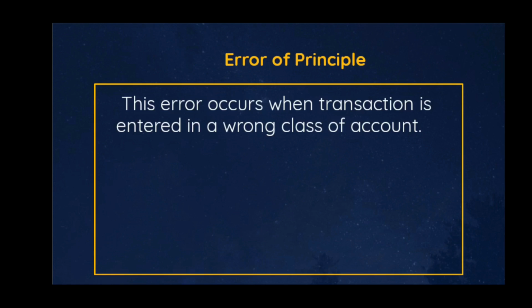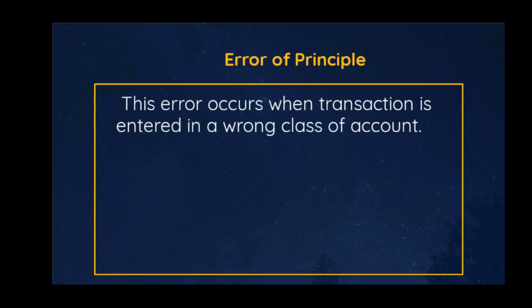Error of principle. This error occurs when entry is made in the wrong class of account. Just like I said, we have personal account and impersonal account. Under the impersonal account, we have real account. Real account is meant for assets. We have nominal account. Nominal account is meant for income and expenses. A situation whereby an entry that is supposed to be in an asset account is entered in a nominal account, which is an expenses account, is an example of error of principle.